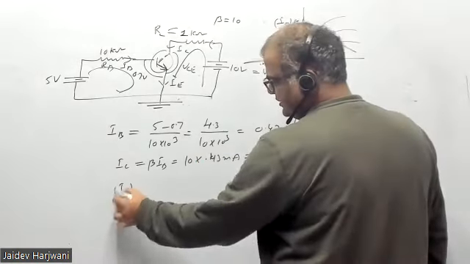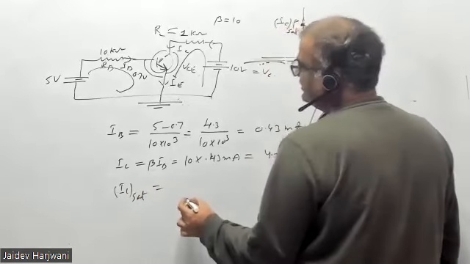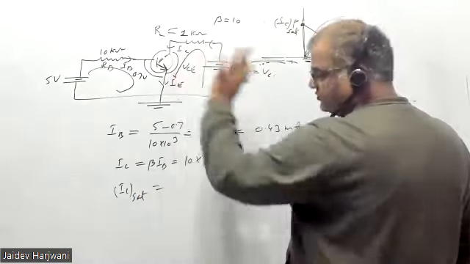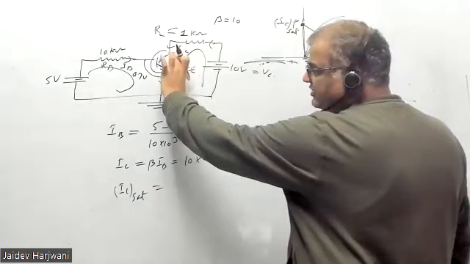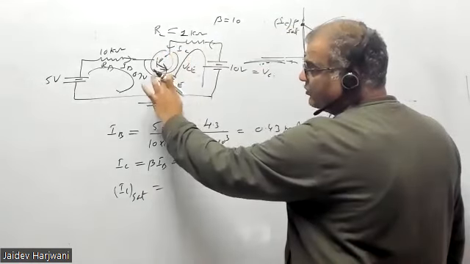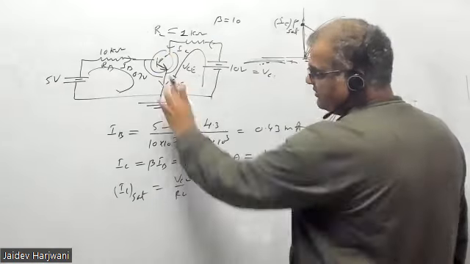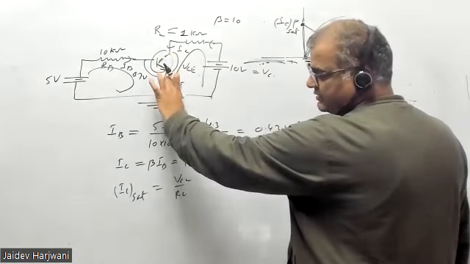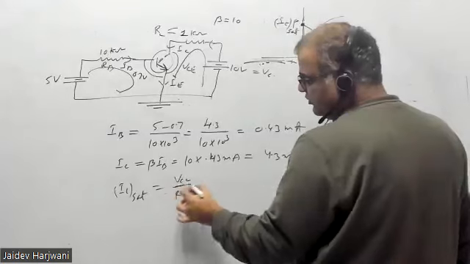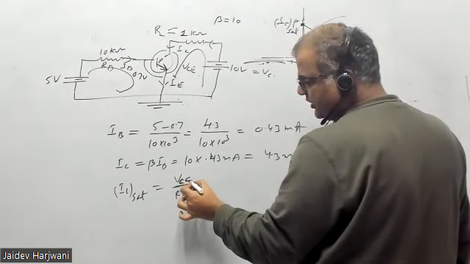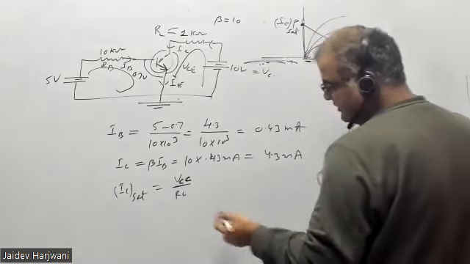IC saturation is 10. Always remember, only you have to put VC is 0. But here since this is ground, nothing is changing, so we are just writing VCC upon RC. But if some resistance may be there here, then the equation will become different. Only you have to put VC 0.